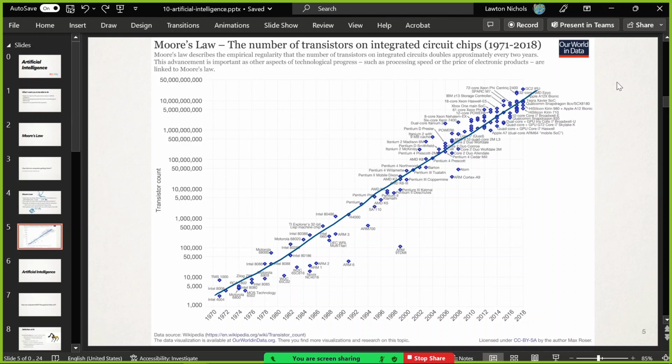Computers are about getting double the amount of transistors every 2 years, and that used to translate to speed, but now it's translating to, we're just going to put more cores in our computers. Now we have like 16 core computers that are common. Okay, any questions, ideas about that?